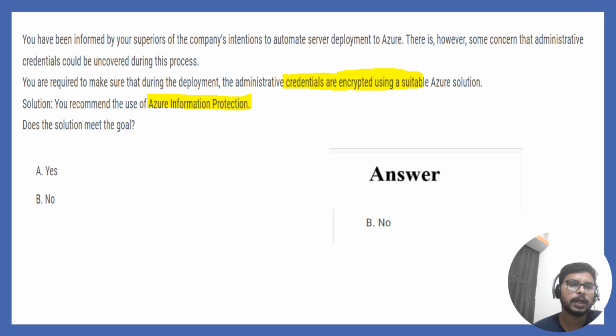And next scenario, they have asked: you have been informed by your supervisor of the company's intentions to automate server deployment to Azure. There is however some concern that administrative credentials could be uncovered during this process. So you are required to make sure that during the deployment, the administrative credentials are encrypted using a suitable Azure solution. The solution you have recommended is the use of Azure Information Protection. Will this meet the goal? No, it will not meet the goal.